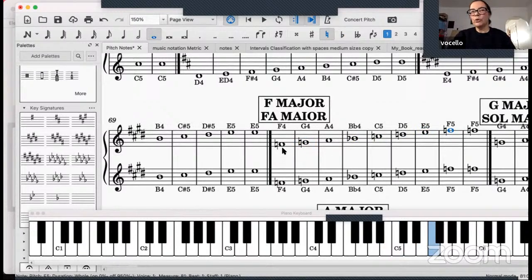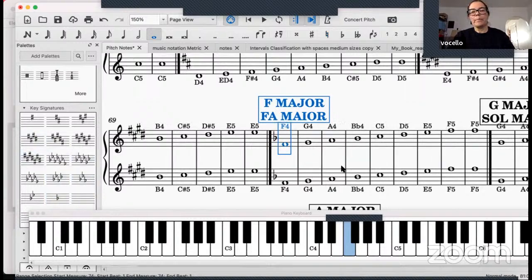So you need to have 2 whole steps, 1 half step, 3 whole steps, and 1 half step. So F major just has 1 flat, that is B flat. That's the key signature. First we alter the notes to show what key signature.